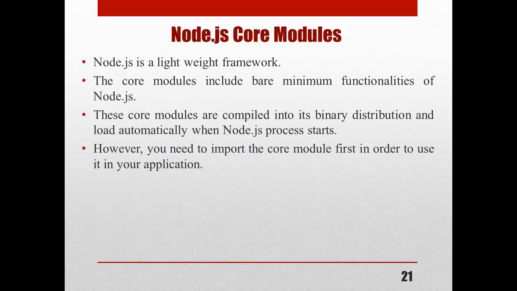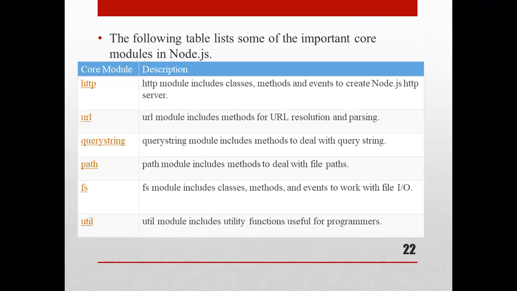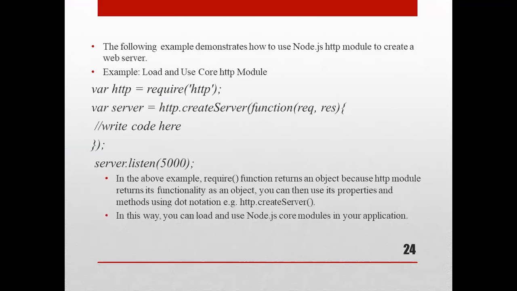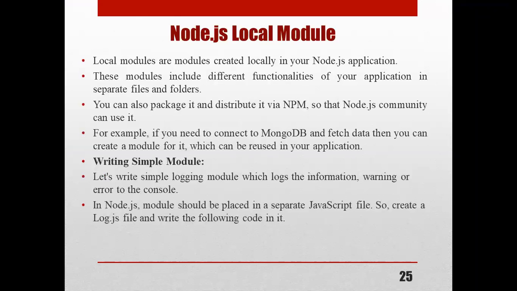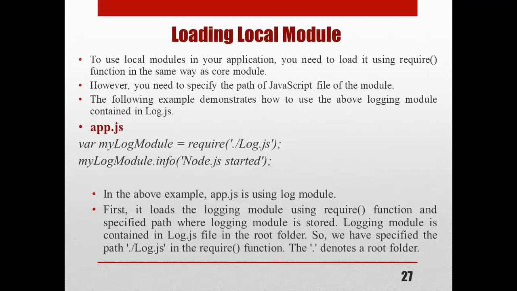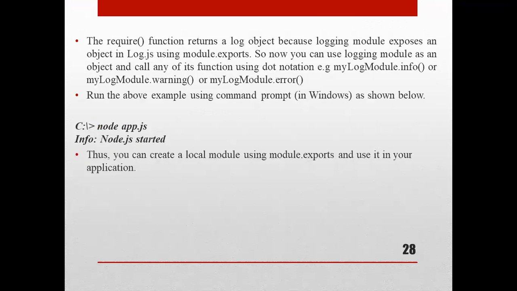In core modules, we have seen what the core modules are, and how we can import those modules using the require method. Then we have seen local module, what a local module is, how we can write that local module, how to import local modules, what module.exports or exports is here, and then how to load that local module in our application.